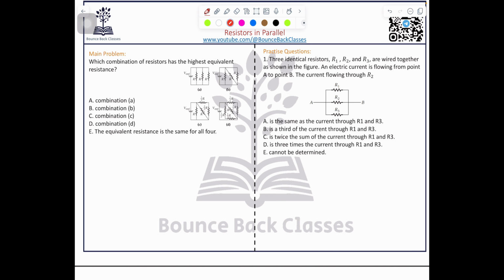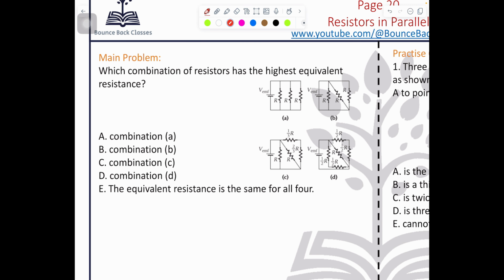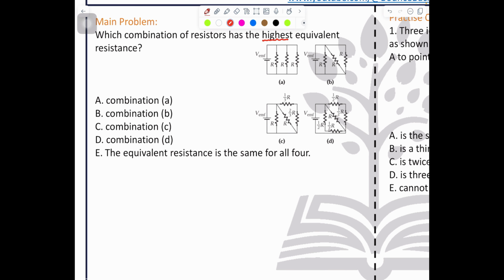Okay, guys, now one by one we have the first question. Which combination of resistors has the highest equivalent resistance? Okay, we have the four different circuits and we need to solve which one has the highest value of resistance. Now the first one, A part.